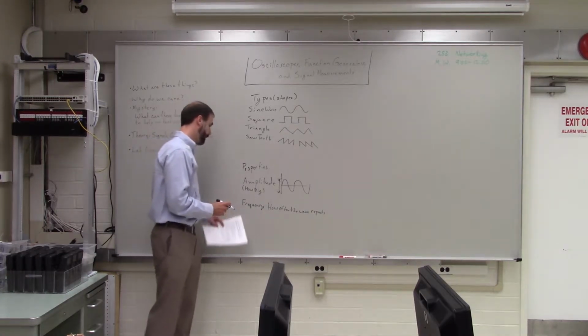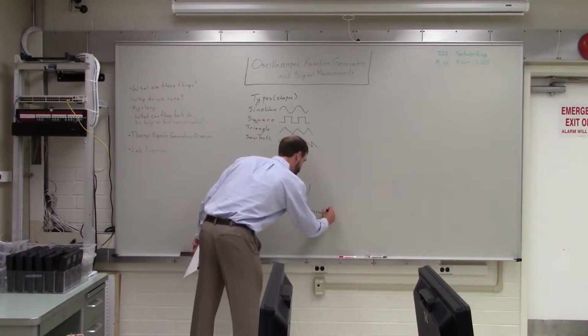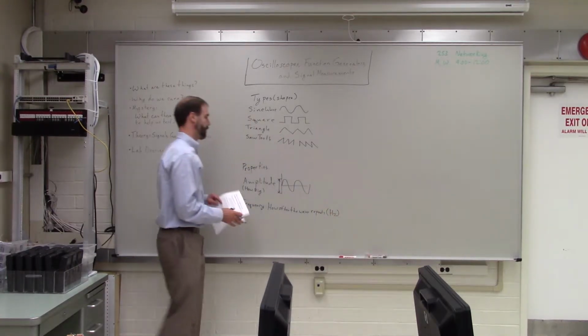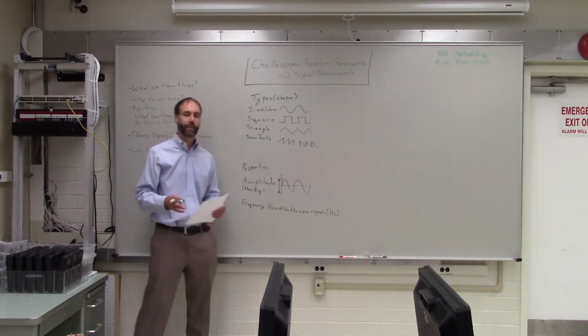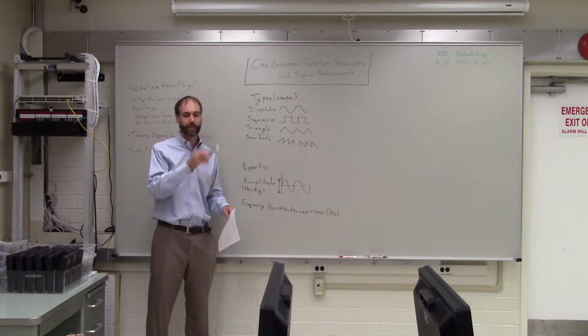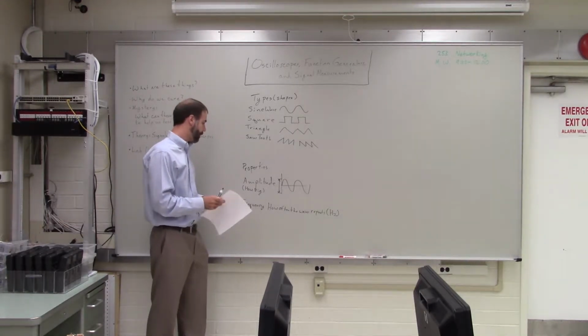This is usually given in hertz, or cycles per second. So if we say that a wave has a frequency of 60 hertz, that means that it repeats 60 times every second. Okay.